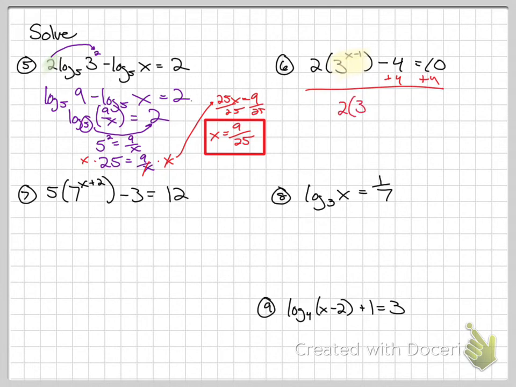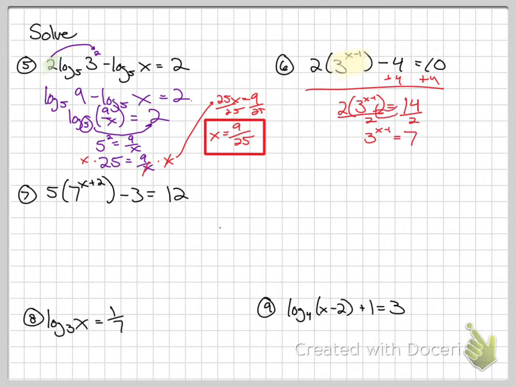2 times 3 to the x minus 1 equals 14. Then divide, right? We can't change the 3, so we divide to get it alone. Then we can't solve this the way it's written because I don't know any way to make 3 equal 7 by multiplying it over and over again. It's going to be some crazy decimal, right?